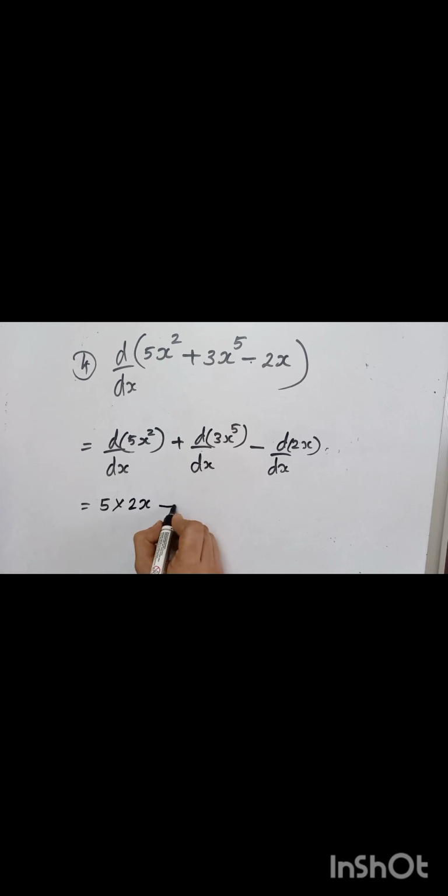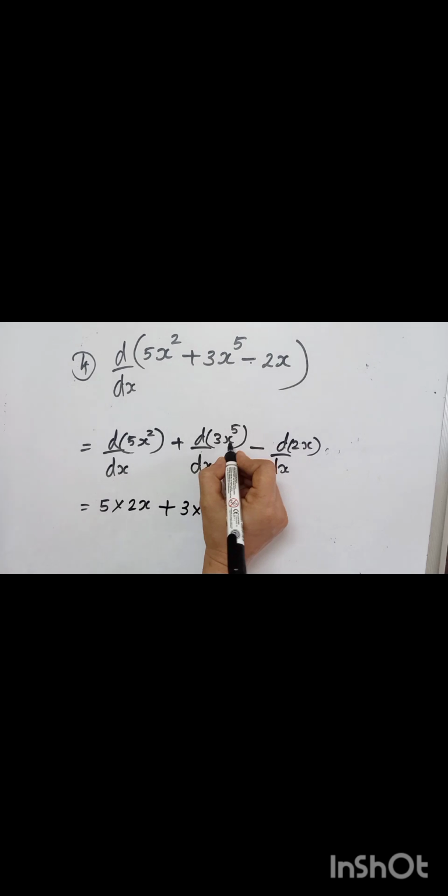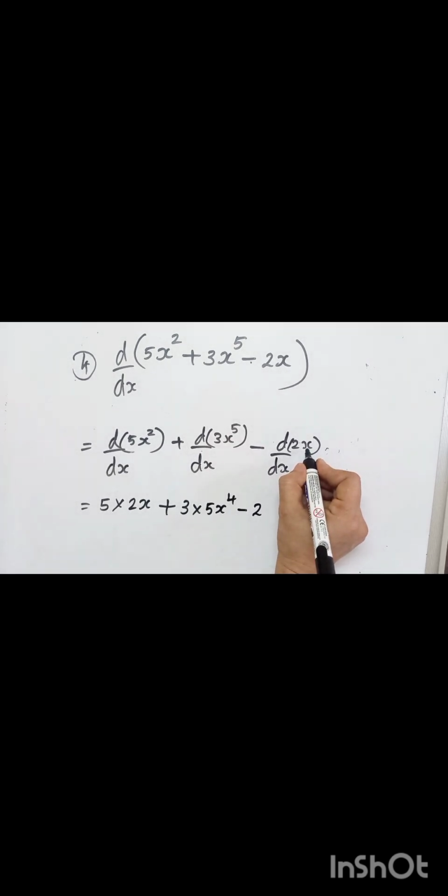So 5 into 2x plus, here also keep the constant outside, then find the derivative of x to the power 5. It is n x to the power n minus 1. Instead of n we have 5. So 5x to the power 4. Then here subtraction, here also keep the constant outside. Then n x to the power n minus 1. Here instead of n we have 1. So it will become 1x to the power 1 minus 1, 1x to the power 0. So any number or any variable to the power 0, what is the answer? It is 1.